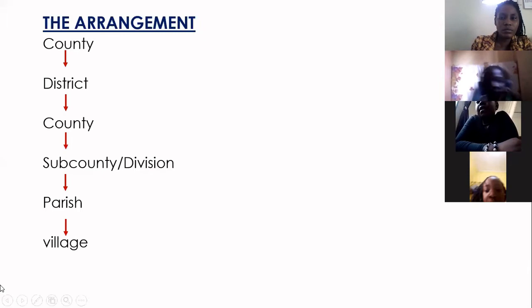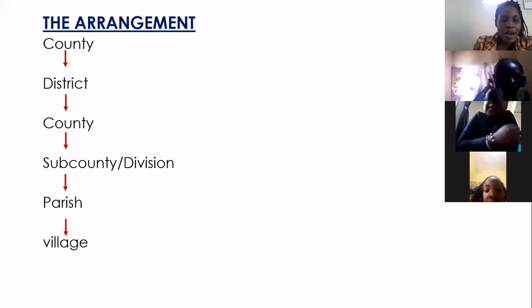Pupils, are we following? We have villages from the bottom. When you form very many villages, you are going to come up with a parish. Now, after the parish, you will form a division. Then from the division, you come from the village, then from the village you go to the parish.